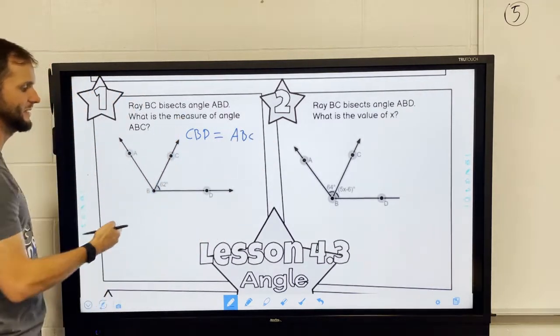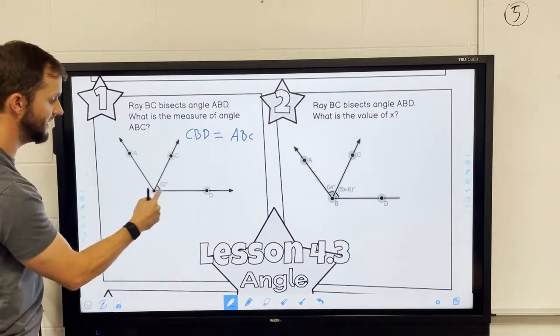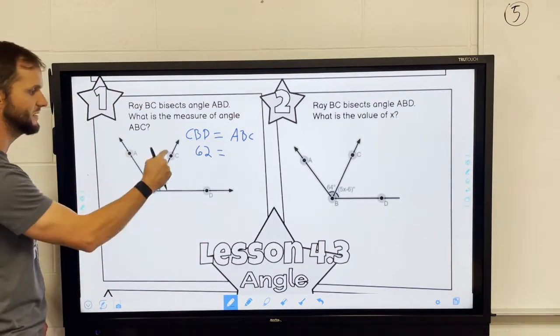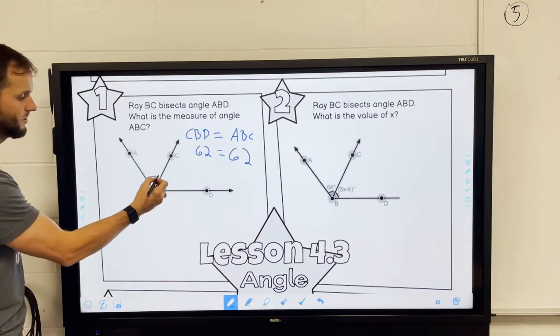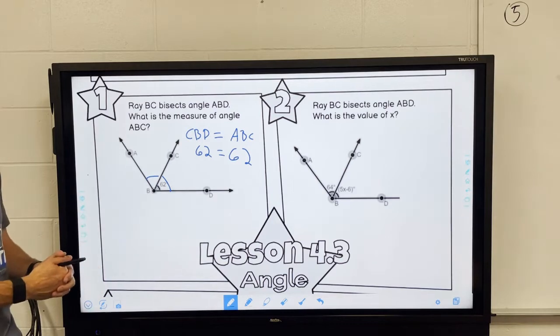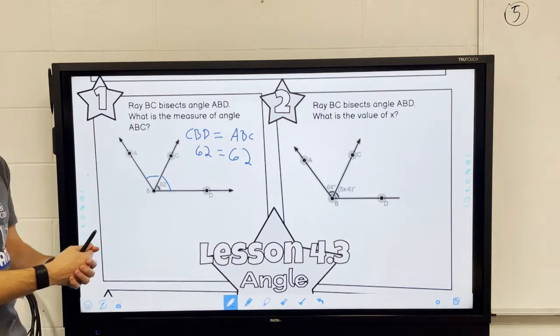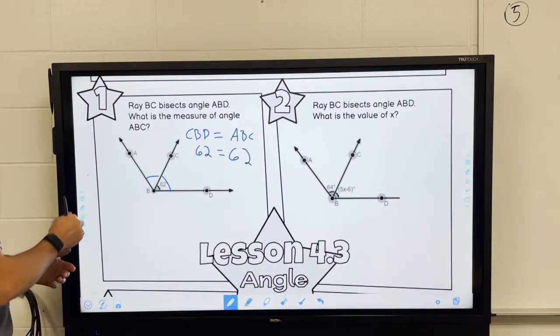Because it's being bisected, if CBD is 62, then what that tells me is ABC is also 62, because these two angles are going to be equal. It's that simple to understand, okay? Then to find the whole thing, I would literally just add 62 together to get the whole thing if I needed to. Let's jump over to example number 2.